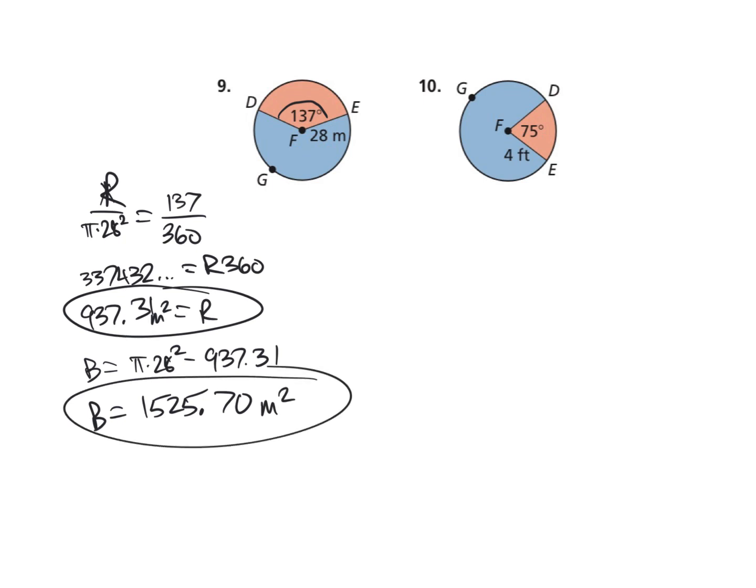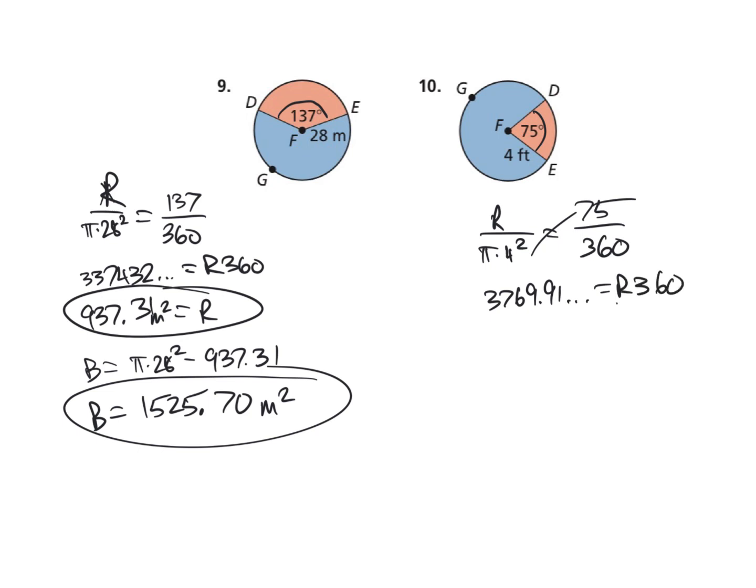Number 10, we have the angle of the red section. So the area of the red section is to the total area, pi times the radius squared, equals 75 to 360. All right, so 75 times 16 times pi is 3769.91, and that's R times 360, so we divide by 360, and we get 10.47 for the red section, and this will be square feet.